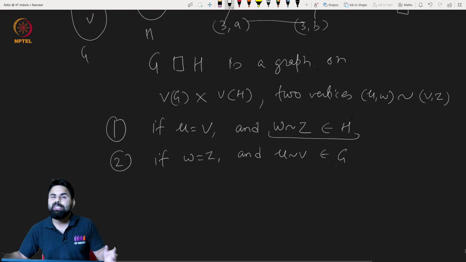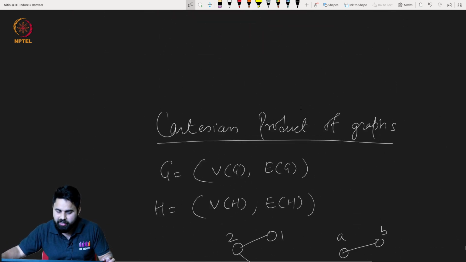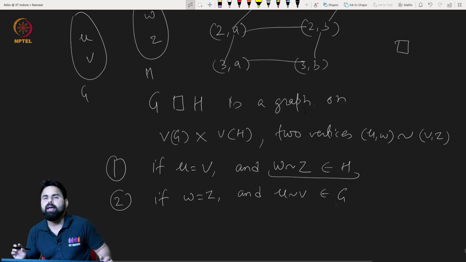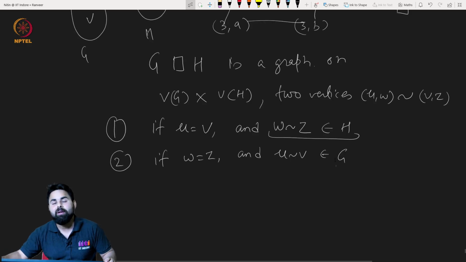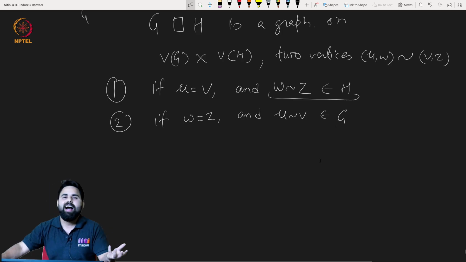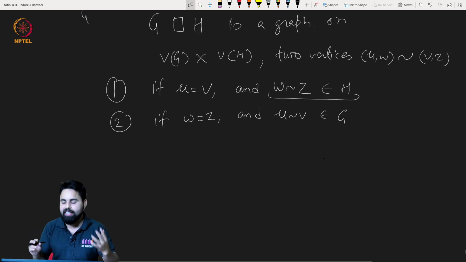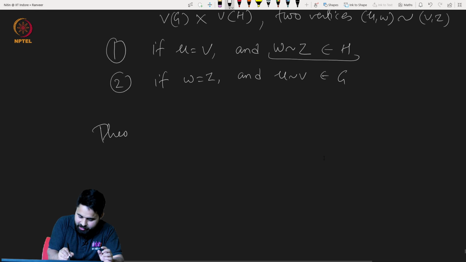Now we will see an interesting thing. For this Cartesian product of the two graphs G and H, how can we find the eigenvalues of G box H? We will see there is a very nice structure of the eigenvalues of G box H, and they can be given by the eigenvalues of G and H. Let me write the theorem and we will prove it.